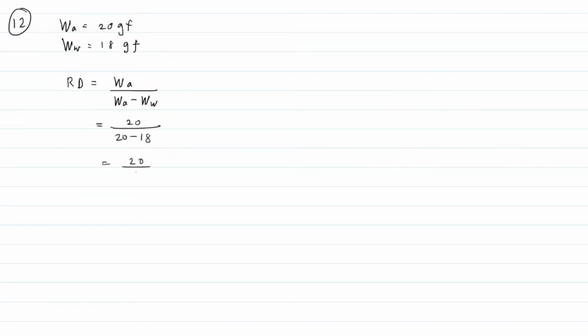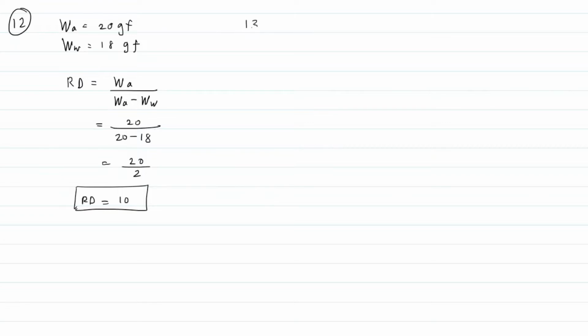Question number 12. A body weighs 20 gram force in air. So weight in air is 20 gram force, and weight in water is 18 gram force. So what is the relative density? Relative density is weight in air upon weight in air minus weight in water. So that will be 20 upon 20 minus 18, 20 upon 2, that will be 10, just 10. Relative density is only the number.